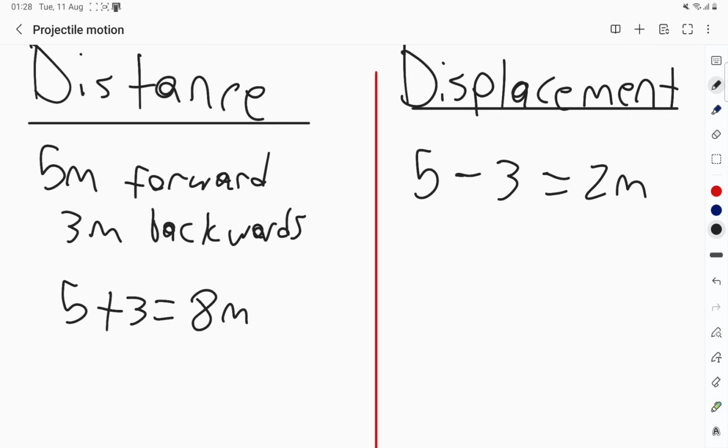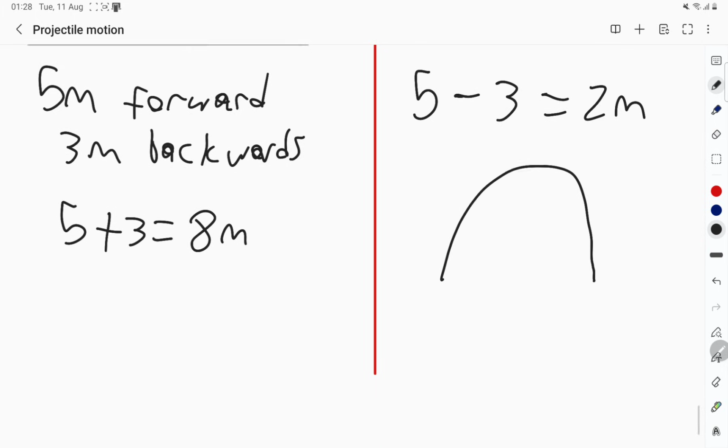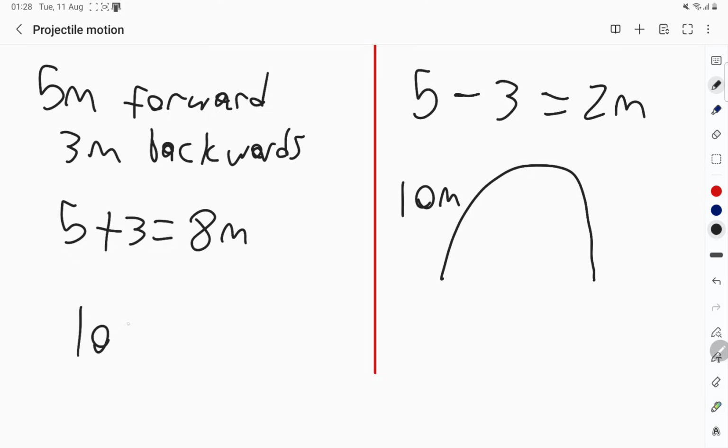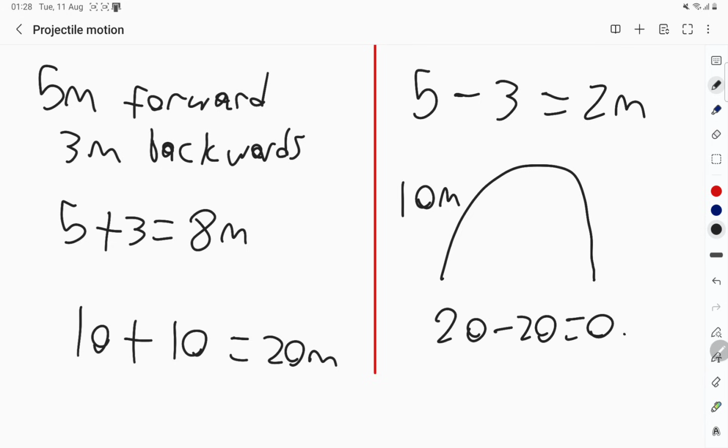If you think about projectile, if you throw a ball upwards and then it comes back down, what's the total distance? Let's say it traveled 10 meters upwards. So the total distance would be 10 plus 10, which is 20 meters. The total distance that the ball traveled is 20 meters. But what is my displacement? My displacement will be 20 minus 20, which equals 0 meters, because the ball ended exactly where it started.